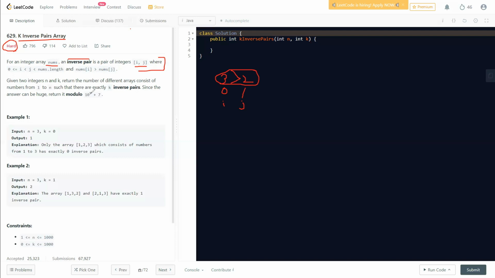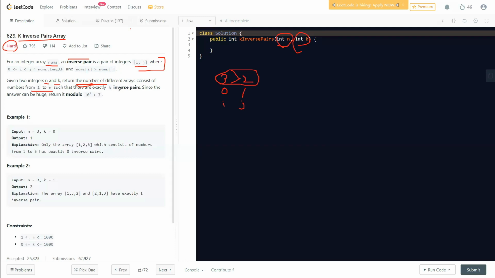Now let's understand what the question is asking us to do. The question says, given two integers n and k. So we are not given any nums or anything like that. We are given two integers, n and k. What you need to do is return the number of different arrays consisting of numbers from 1 to n. We don't need to return the different arrays, but rather a count of all the different arrays consisting of numbers 1 to n, such that there are exactly k inverse pairs.